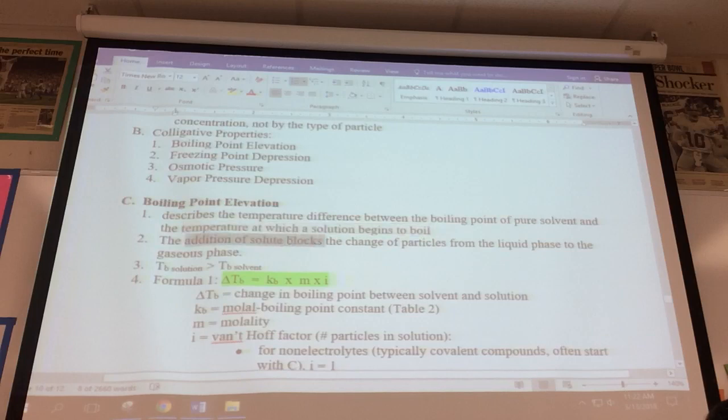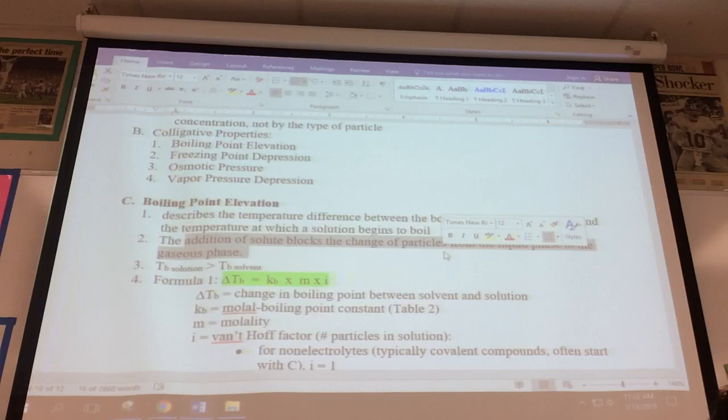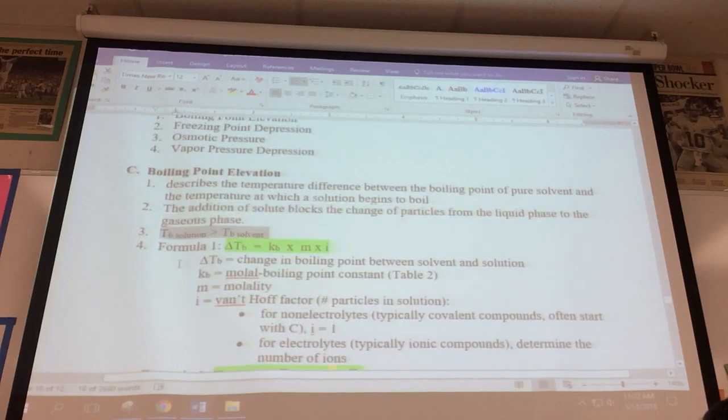As I mentioned, when you add solute to solvent, it acts as a traffic accident, if you wish. If you think of it that way, it just really slows the flow from the liquid to the gaseous state, the same way an accident would essentially stop or slow the flow of traffic. And as a result, the solution requires a higher temperature to boil. As I mentioned, the boiling point of the solution is greater than the boiling point of the solvent.